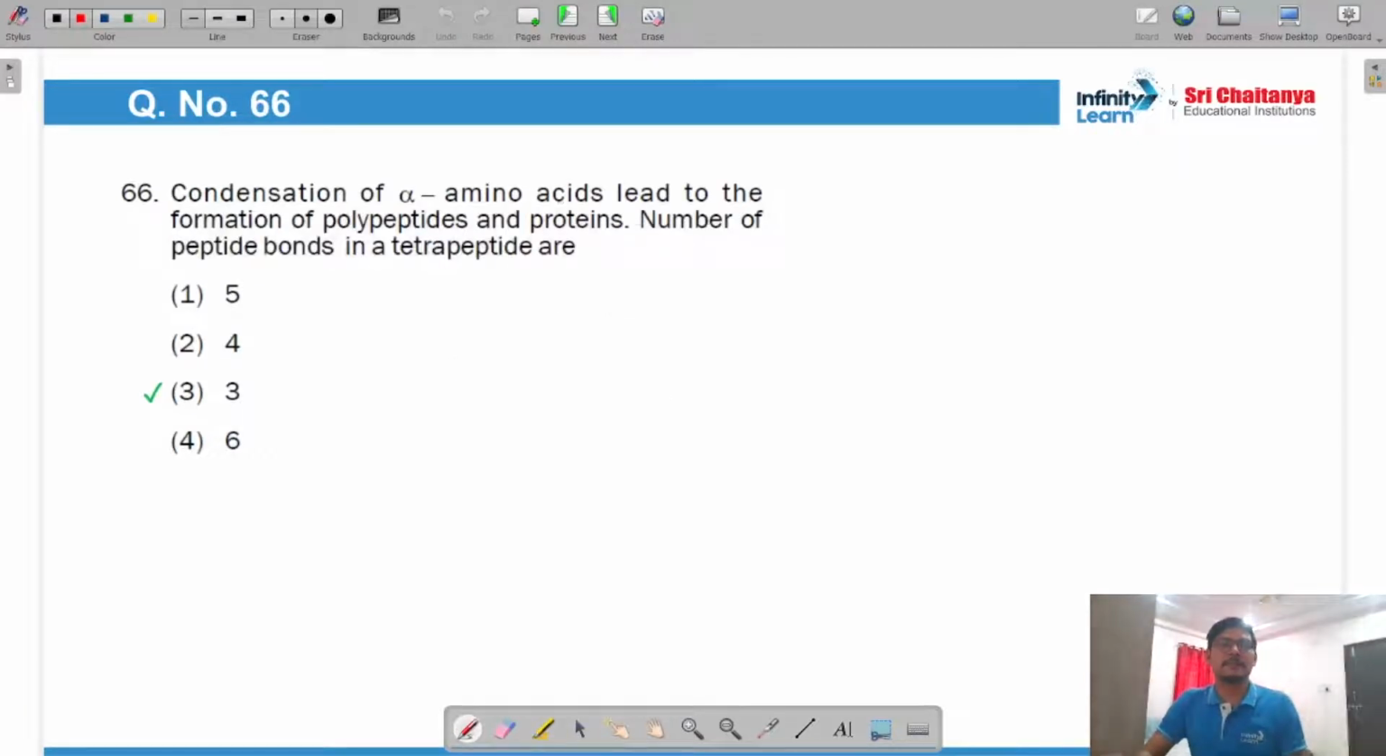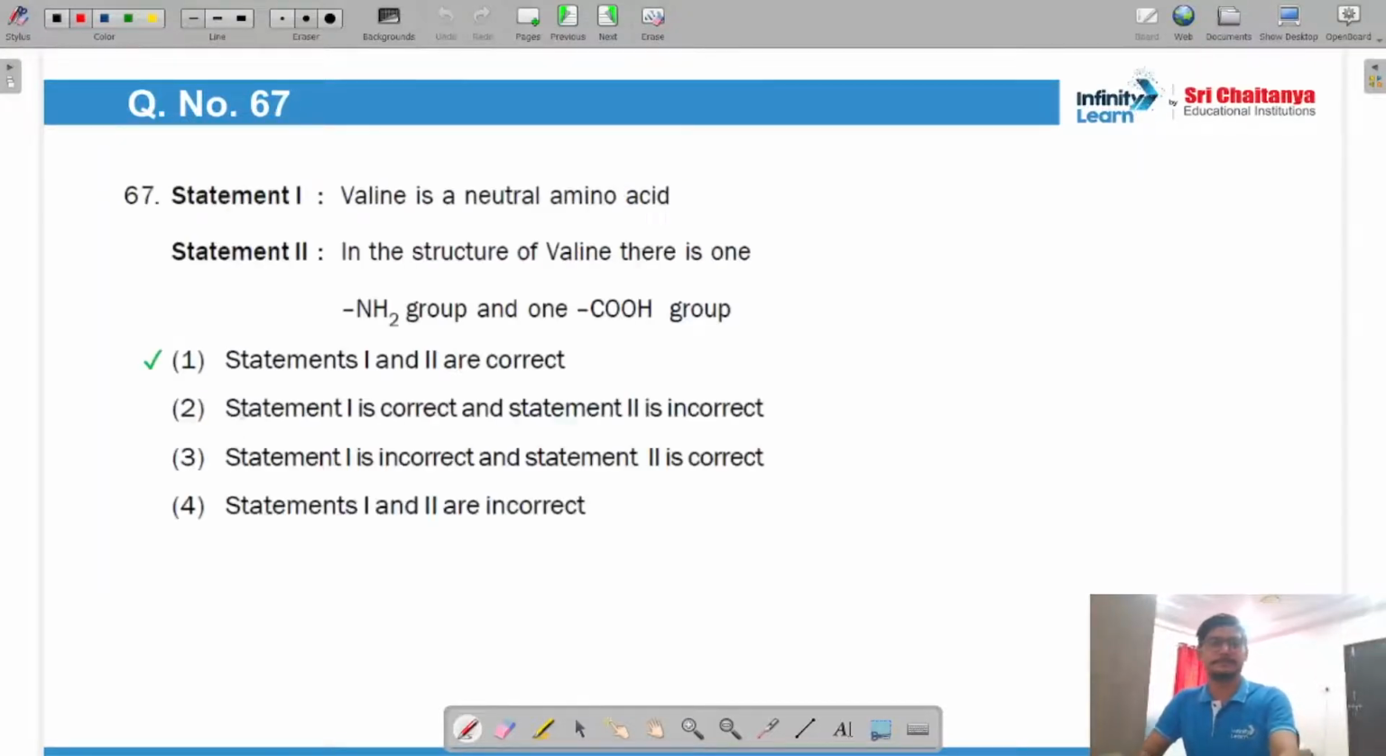Condensation of alpha amino acids leads to the formation of polypeptides and proteins. Number of peptide bonds in a tetrapeptide. Okay, so a dipeptide contains one peptide bond between 2 different amino acids. So a tetrapeptide means there are 3 peptide linkages, right, between 4 different amino acids. So that is the correct answer.